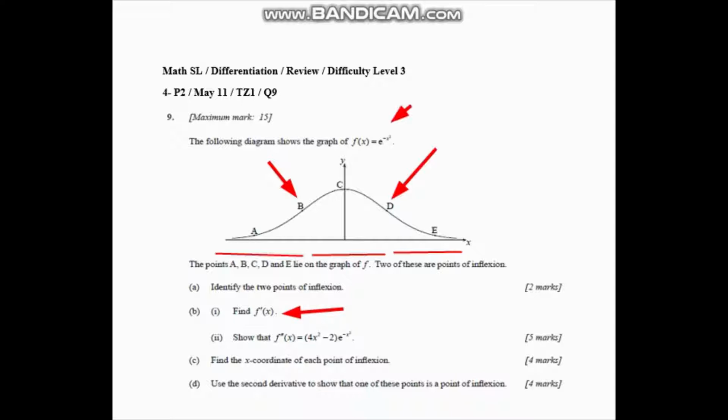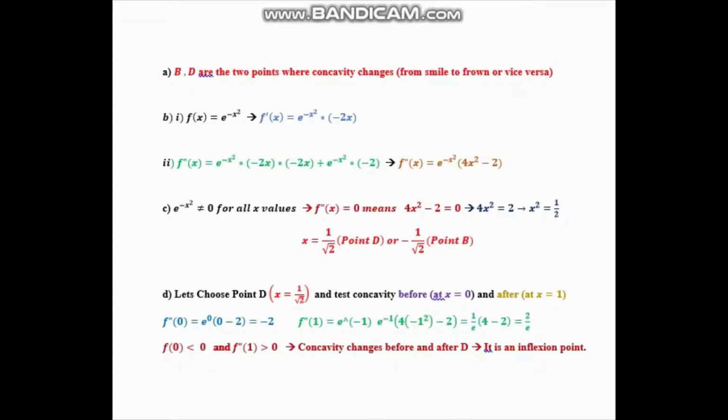In B(i), we are required to find f dash of x. So we need to differentiate this function. So let's take a look at how to do that. If f of x is e to the power of negative x squared, then f dash of x shall be e to the power of negative x squared as well, multiplied by the derivative of the inner function, which is the exponent. The derivative of negative x squared is negative 2x. Hence, this is the expression for the derivative function.